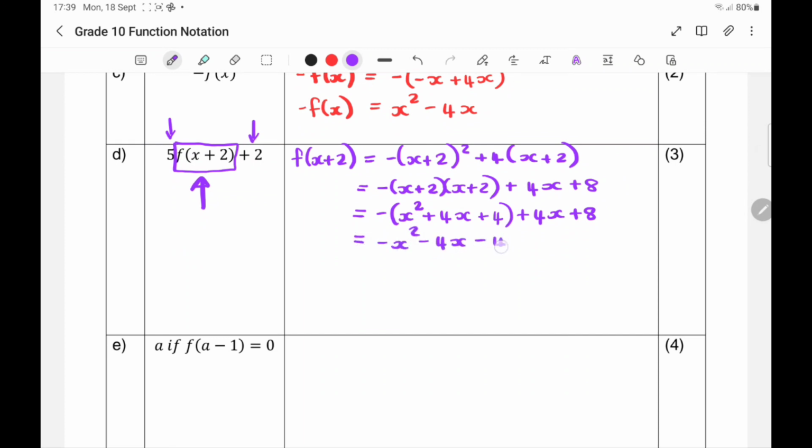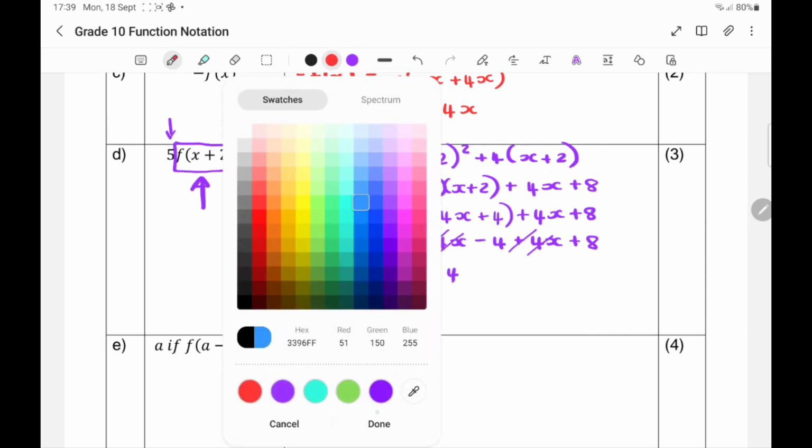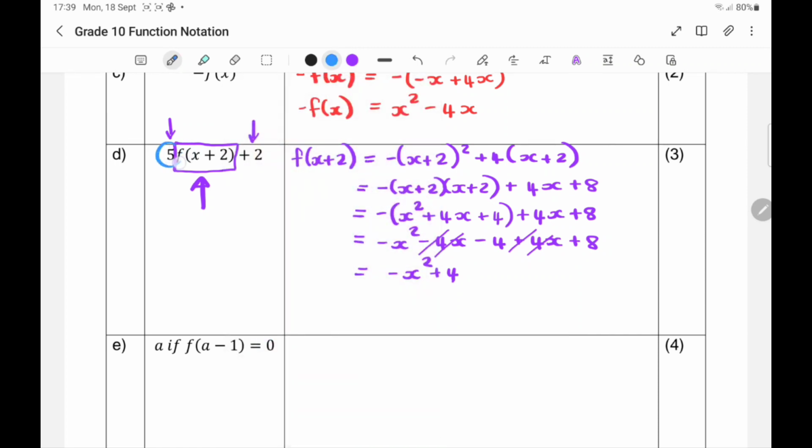minus 4x minus 4 plus 4x plus 8. And let's quickly see, can you see the negative 4x and the plus 4x can cancel out, it becomes 0, and negative 4 plus 8 gives me negative x squared plus 4. All right, now we can go and multiply our answer. So 5 of f of x plus 2 plus 2 will be 5 times negative x squared plus 4.